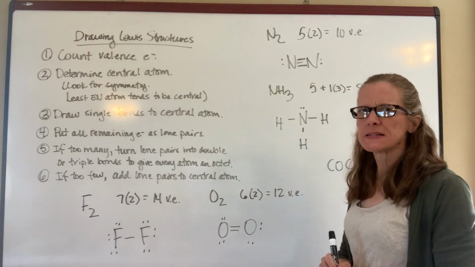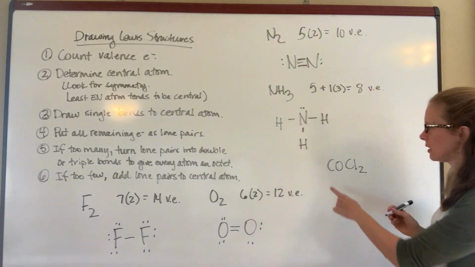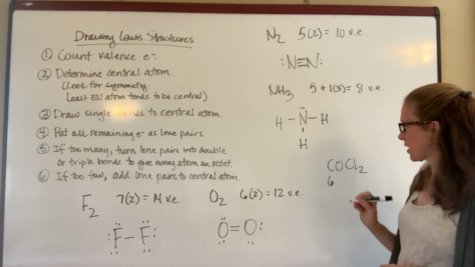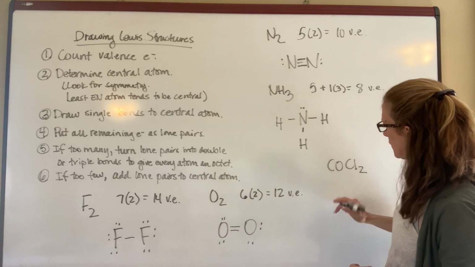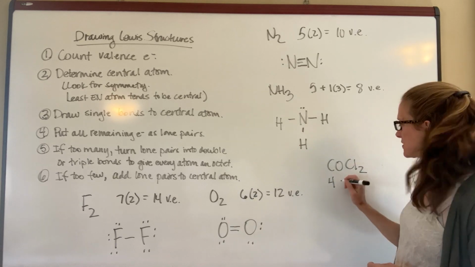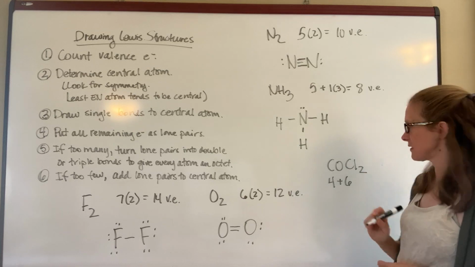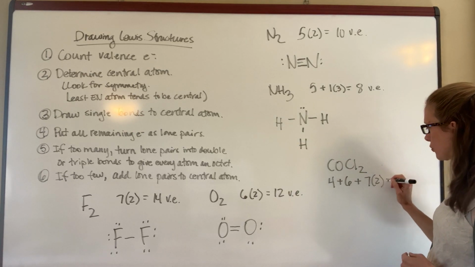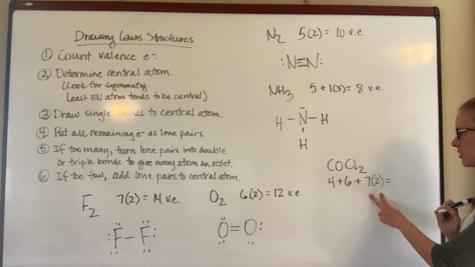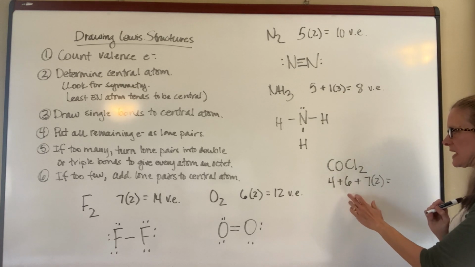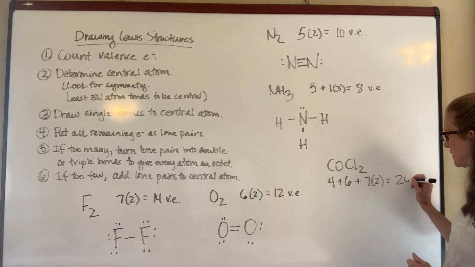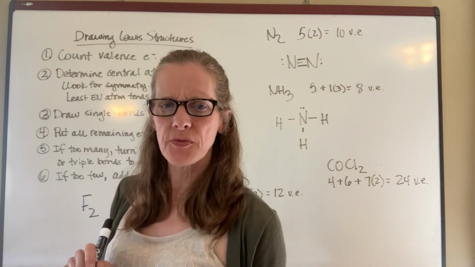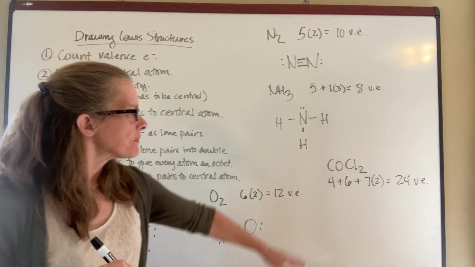Okay, COCl2. Carbon has 6 valence electrons. I'm sorry, that's not right. Let's try that again. Carbon has 4 valence electrons. Oxygen has 6 valence electrons. Each chlorine has 7, and there are 2 chlorines. So that's going to give me 14 plus 4 is 18 plus 6 is going to give me 24 valence electrons. Okay, so 24 valence electrons to work with.